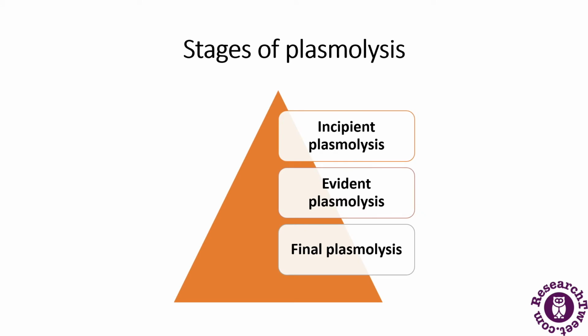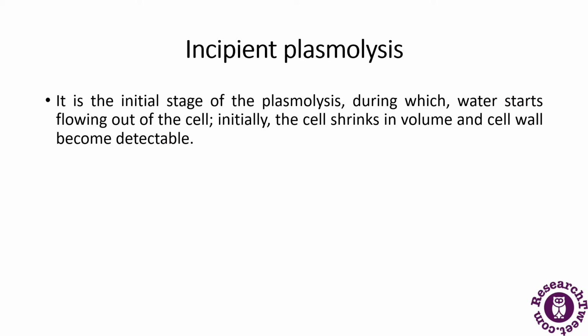Then there are three stages of plasmolysis: incipient plasmolysis, evident plasmolysis, and final plasmolysis. All three will be discussed as separate topics in these slides. First we will get started with incipient plasmolysis. It is the initial stage during which water starts flowing out of the cell, so the shrinkage in the volume of the cell becomes detectable. So this is incipient plasmolysis.